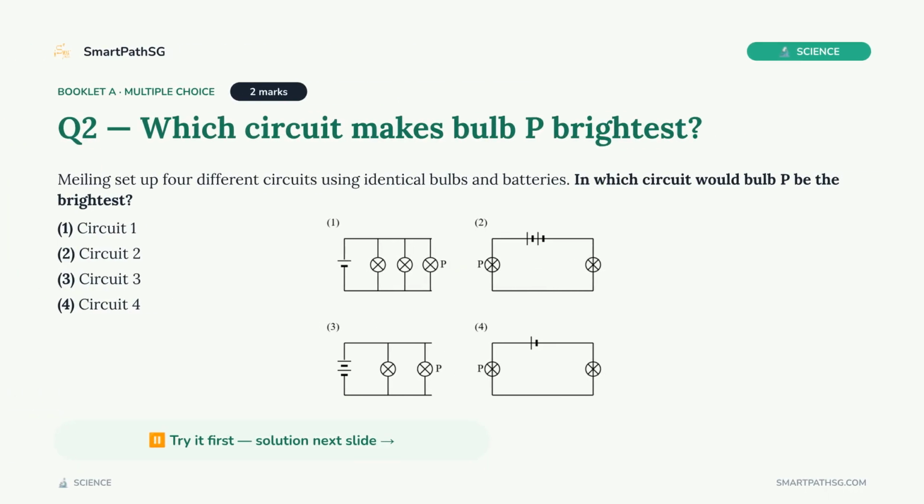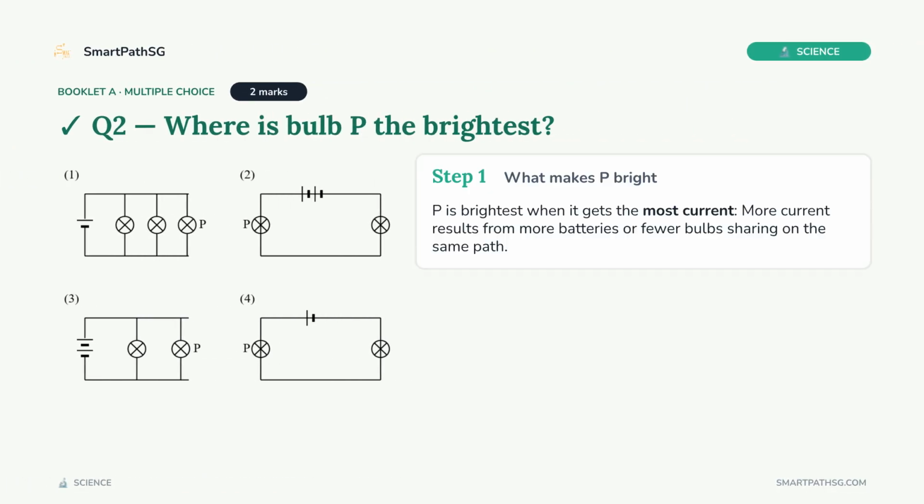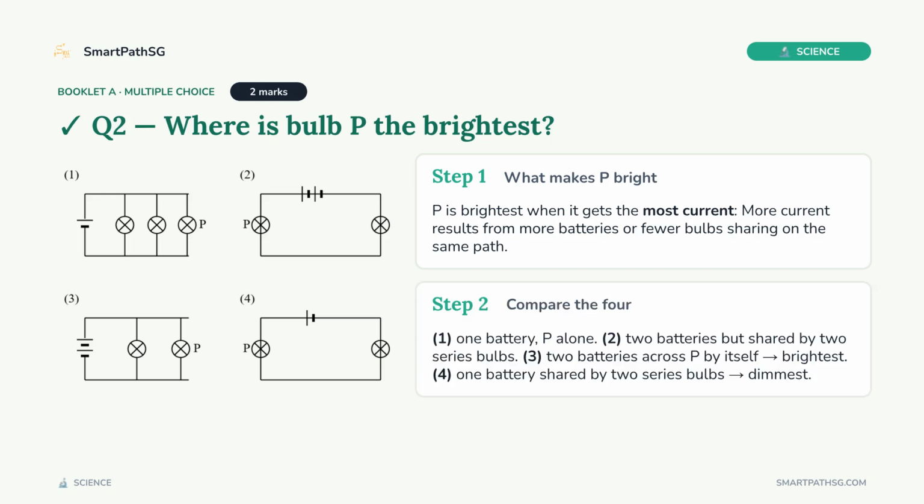Question 2. Mei Ling set up 4 different circuits using identical bulbs and batteries. In which circuit would bulb P be the brightest? First step. What makes P bright? P is brightest when it gets the most current. More current results from more batteries or fewer bulbs sharing on the same path. Then we compare the 4 circuits.